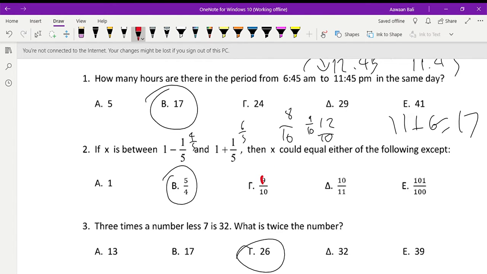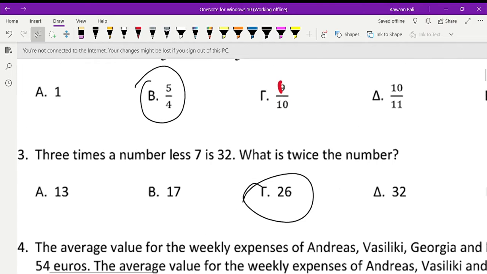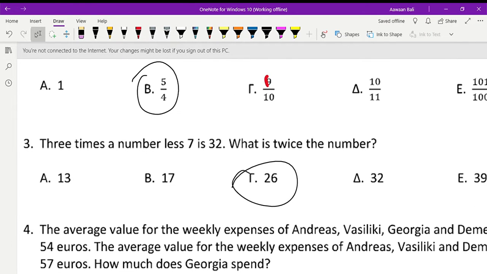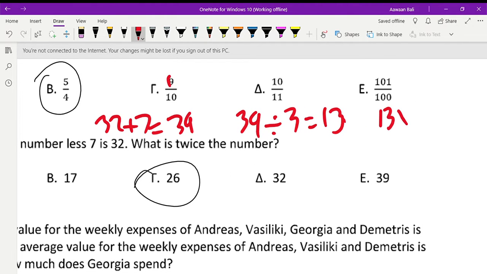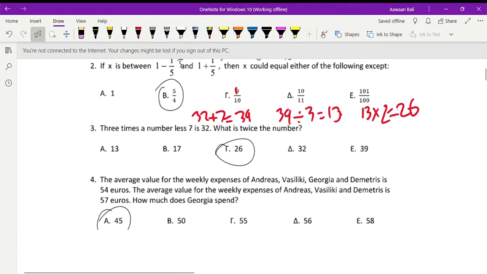3 times a number less 7 is 32. What is twice the number? Okay, that's easy. So what you have to do is find 32 plus 7, since when we're doing this, we would find the inverse. So less becomes addition. So 32 plus 7 is 39. 39 divided by 3 is 13. And then 13 times 2, 26. So the answer is gamma, 26.